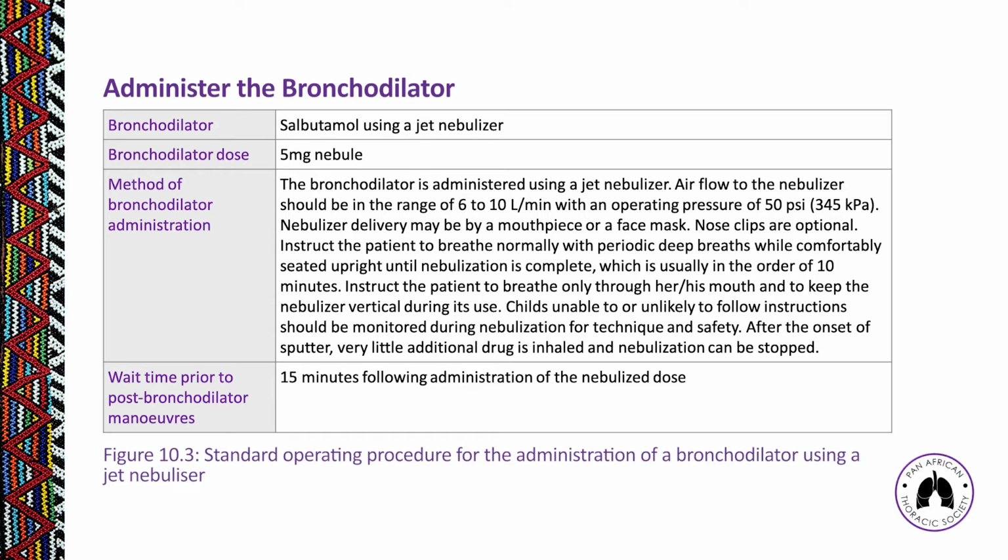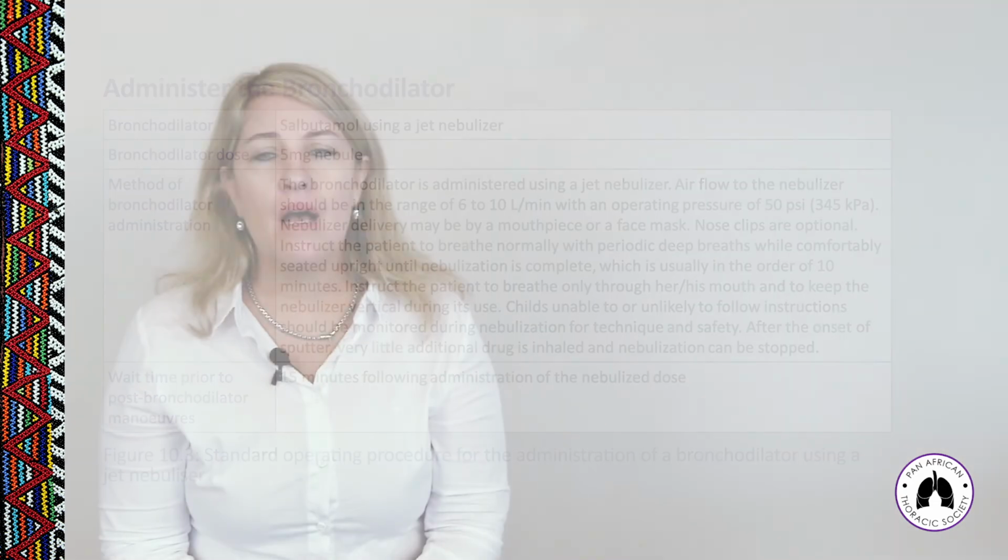Nose clips are optional, and you instruct the child to breathe normally in and out with periodic deep breaths while comfortably seated and upright until the nebulization is complete, which usually takes around 10 minutes. Instruct the patient to breathe in only through their mouth and to keep the nebulizer vertical. So don't let them bring it forward like this. You want it to stay upright.